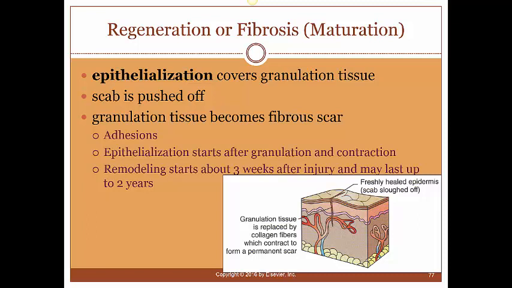Granulation tissue becomes more fibrous and is what we call scar tissue. In certain tissues, we can get adhesions, like in the thorax or in the abdomen. Epithelialization actually starts in this phase right here after granulation has started, and we start to actually get wound contraction from the granulation tissue. We start to get new epithelial cells growing.